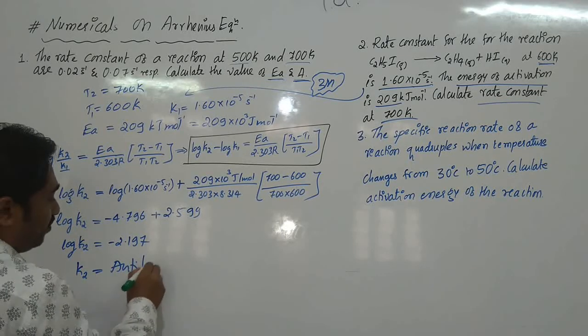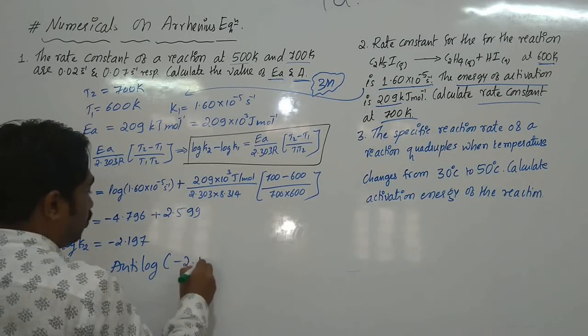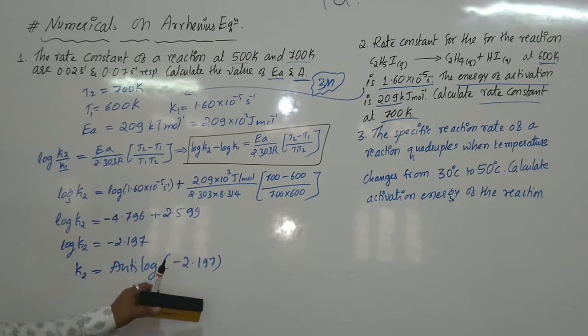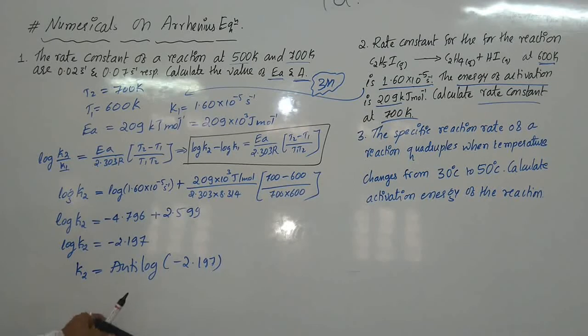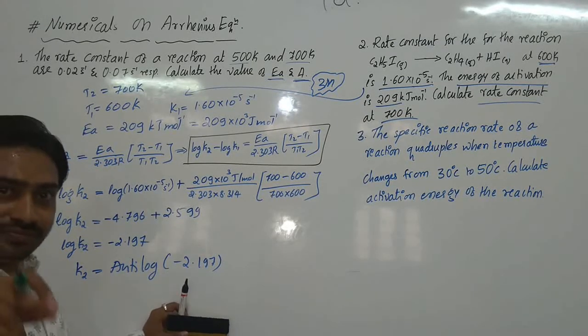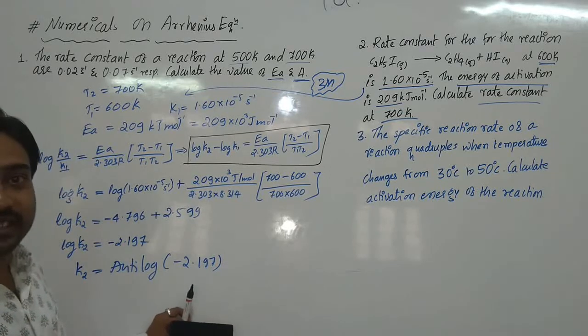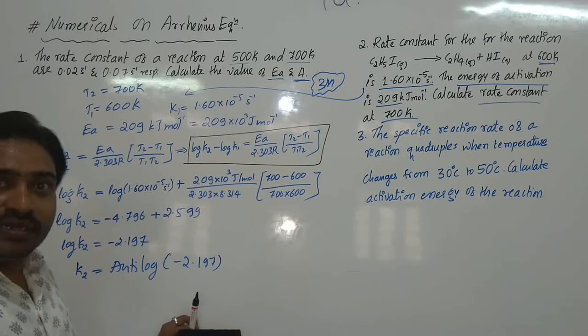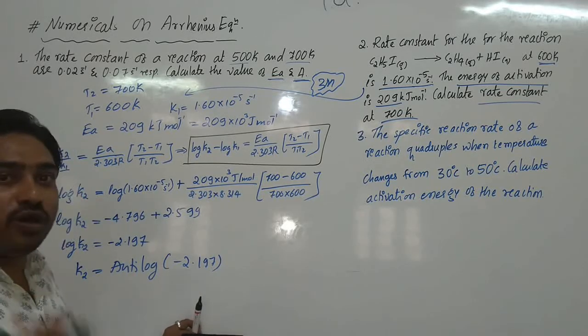anti-log of minus 2.197. So you know how to calculate anti-log of negative numbers, isn't it? If you don't know how to calculate anti-log of negative numbers, please comment and I will solve it in the next video. Otherwise, I understand that you know how to solve this.